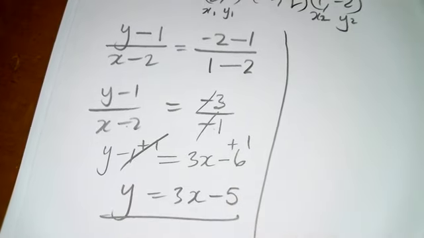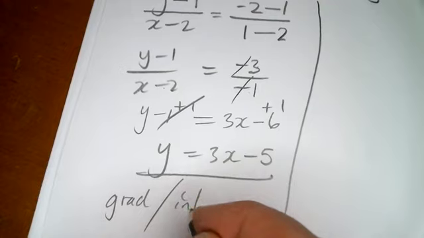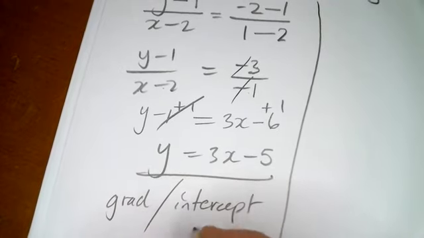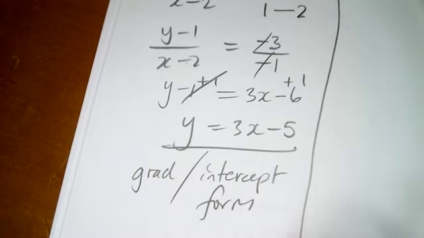Now, all I need to do, and by the way, I wrote this in the form y equals mx plus c, or what we call the gradient intercept form. Now, we could have written it in the general form, or we could have written it in the intercept form, but we chose to use this one, and that's fine. It's where we kind of ended up.